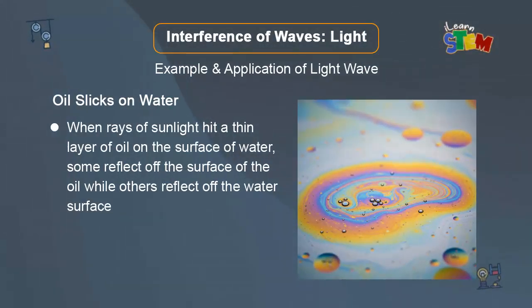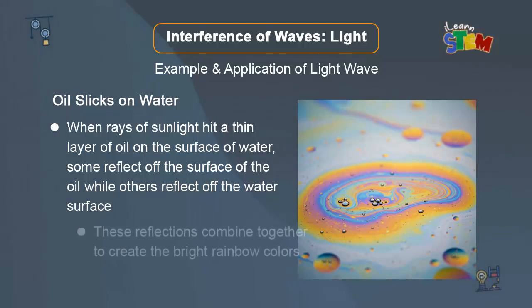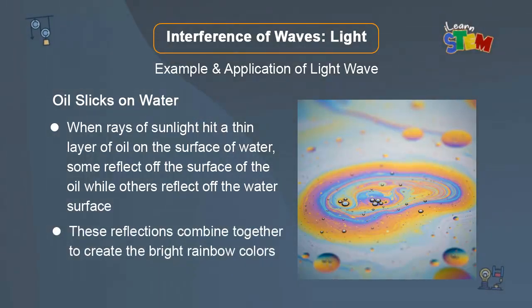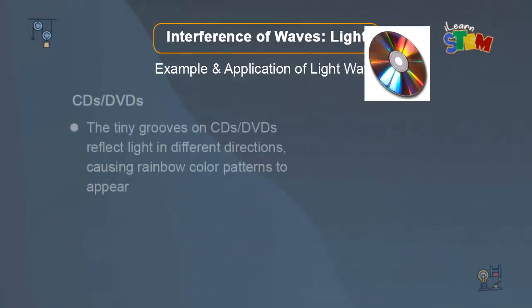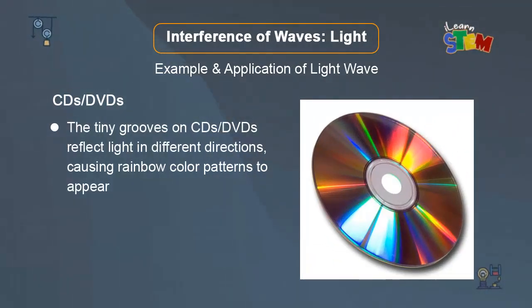Similarly, when rays of sunlight hit a thin layer of oil on the surface of water, some reflect off the surface of the oil while others reflect off the water surface. These reflections combine together to create the bright rainbow colors we see. Likewise, the tiny grooves on CDs and DVDs scatter light in various directions, creating vibrant rainbow patterns.